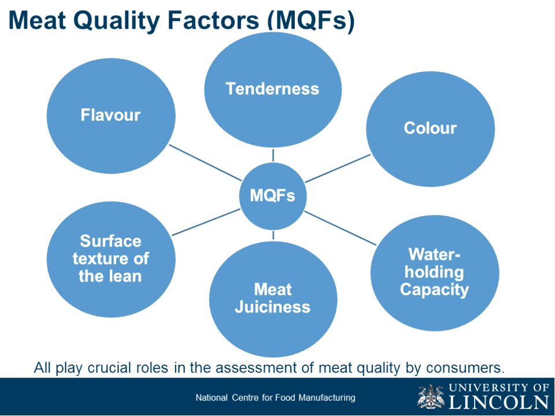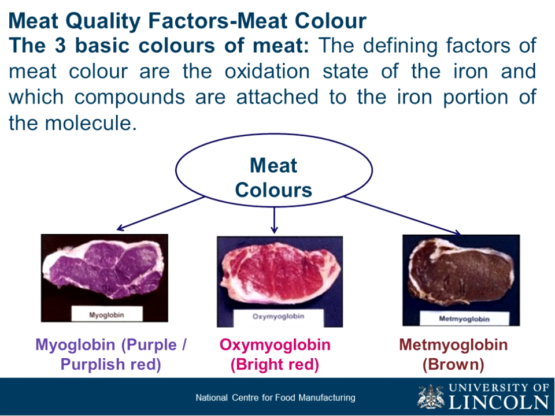These are also very, very important when you're talking about meat quality. I also gave you these figures showing the meat quality factors. All of these play crucial roles in the assessment of meat quality by the consumer. The tenderness is very important to the consumer. The color is very important. The water holding capacity is very important. The juiciness, the surface texture of the lean, and the flavor are also very important to the consumer.